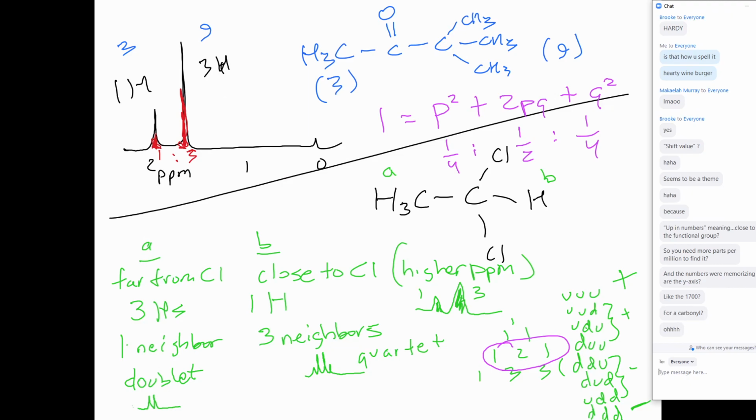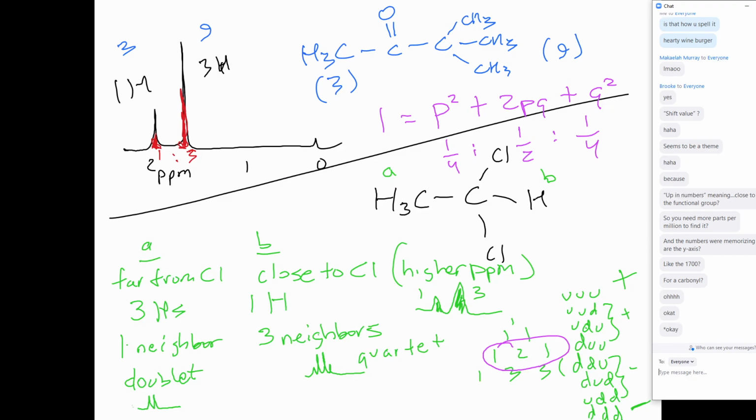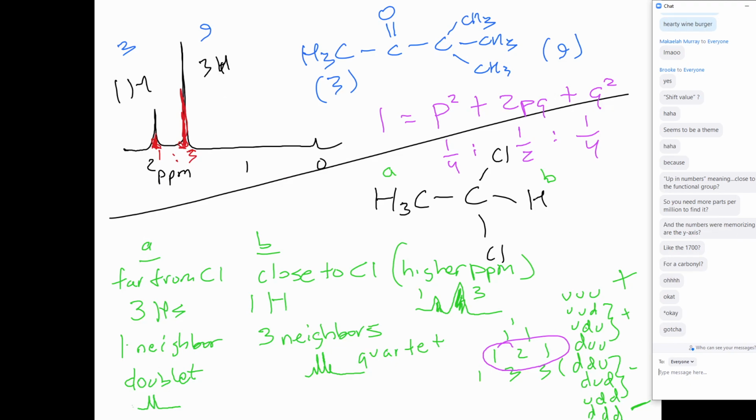NMR deals with magnetism, and IR deals with the light you put in, the energy you put in, and what it absorbs. So IR is simply all or nothing. You put in a certain amount of light, and it only absorbs if it has the bond. So if it absorbs at 1700, it has a carbonyl. Doesn't absorb at 1700, doesn't have a carbonyl. So fortunately, IR is all or nothing.